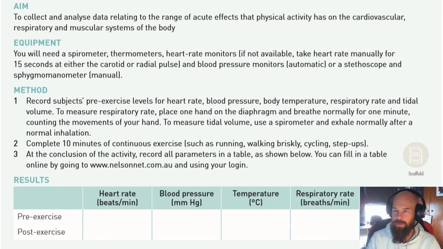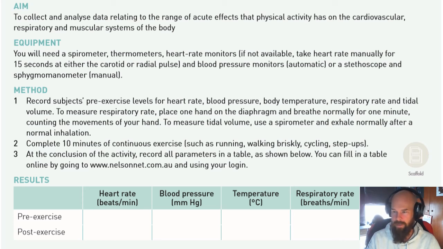So just do the best you can, but you need to record a pre-exercise, then you need to do exercise for 10 minutes like it says, and then you need to do a post-exercise. So you'll need to record your heart rate, your blood pressure if you can, if you've got a smartwatch or something like that that allows you to do it. Temperature, hopefully everyone's got a thermometer. If you can't get a thermometer, then just don't worry about it.